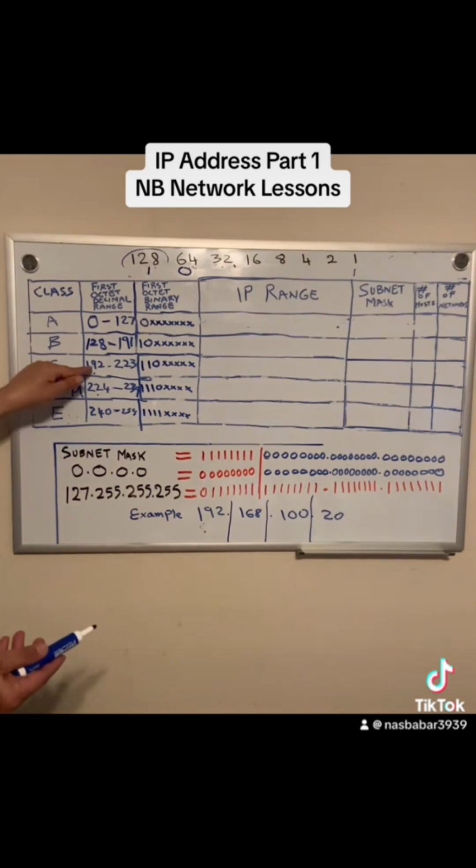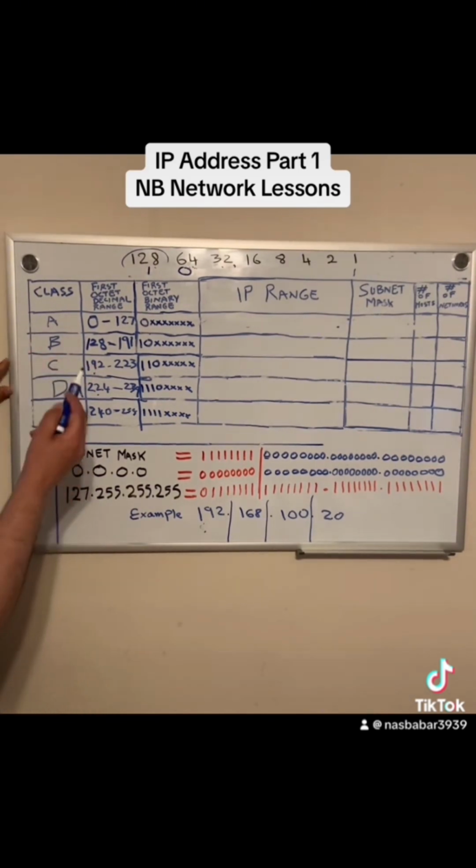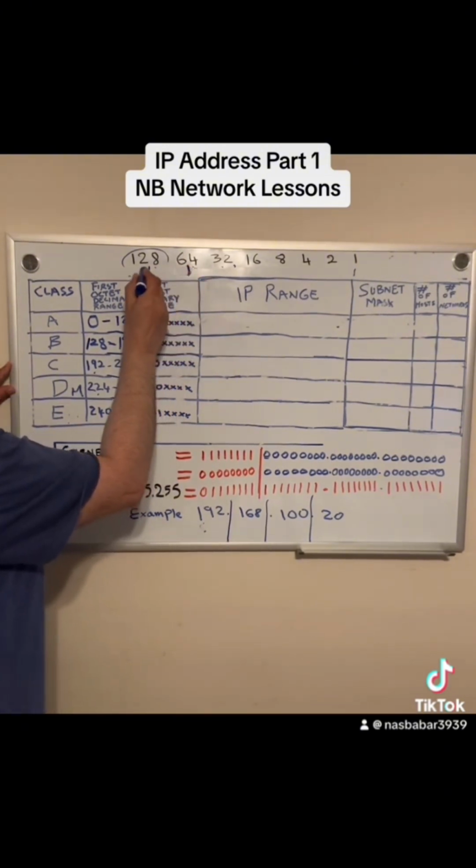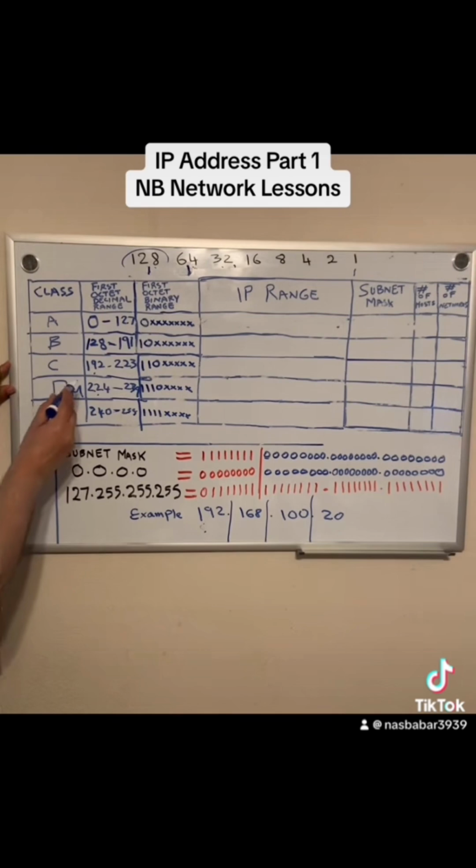Class C starts with 192. Now in order to get 192, this has to be always 1, okay? 128 plus 64, 192.